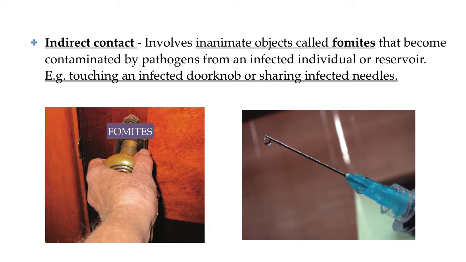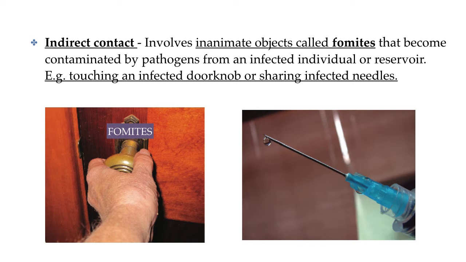Fomites can be things like a doorknob that has been touched by someone who was sick, and they transferred the virus, say, or the bacteria to the doorknob. Then when you go touch that doorknob, you have now picked up that virus or bacteria, and oftentimes by touching your face, you transmit it into your own body. So the doorknob is a fomite.